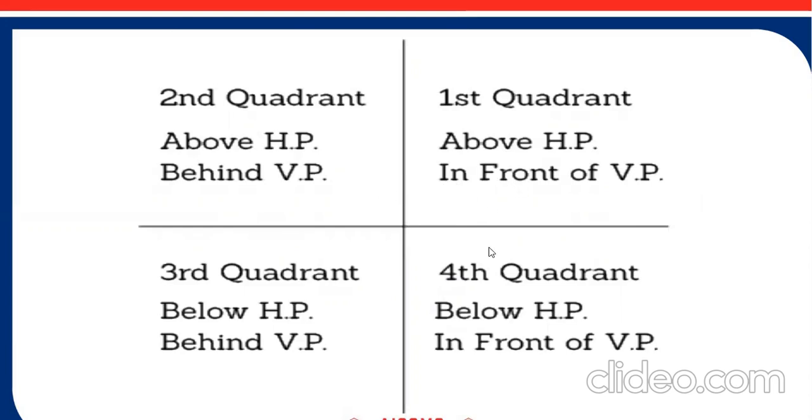In the second quadrant, the point is above HP from this XY line, and behind the VP, behind meaning this vertical plane, at 20 mm, 10 mm, or maybe 15 mm. In the third quadrant, the point is below HP, meaning below this horizontal plane, and behind VP, 30, 20, whatever the dimension given. In the fourth quadrant, below HP and in front of VP.